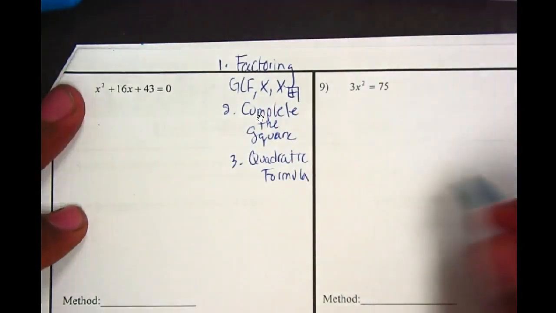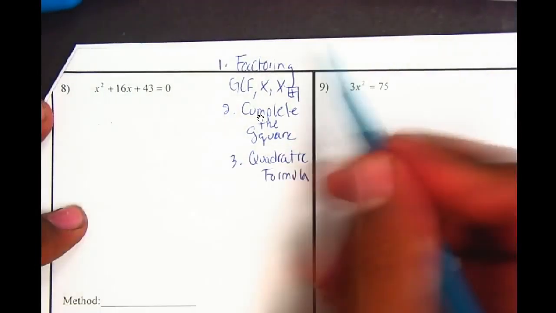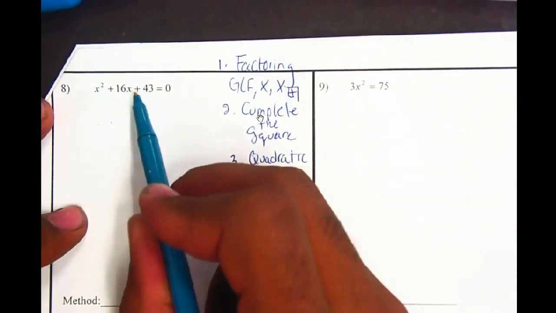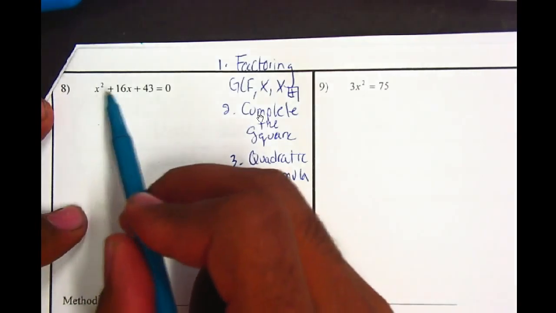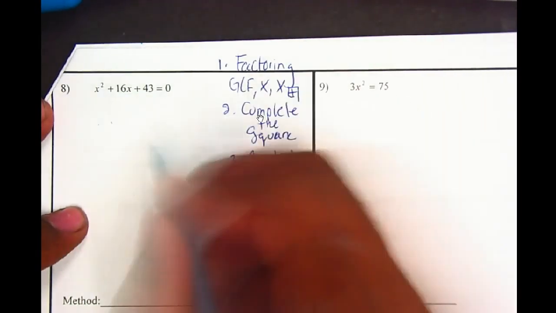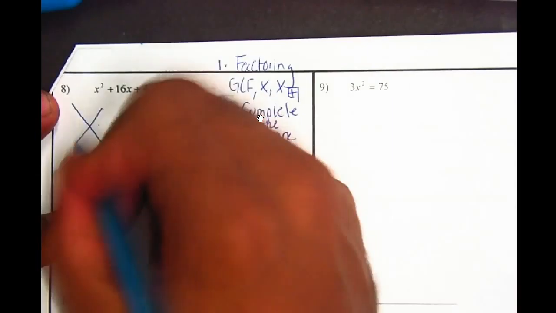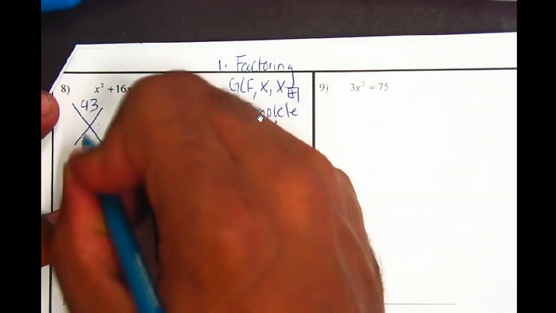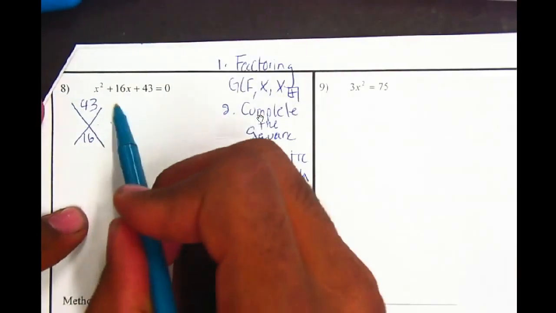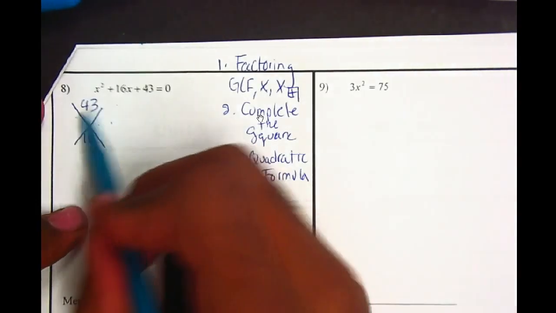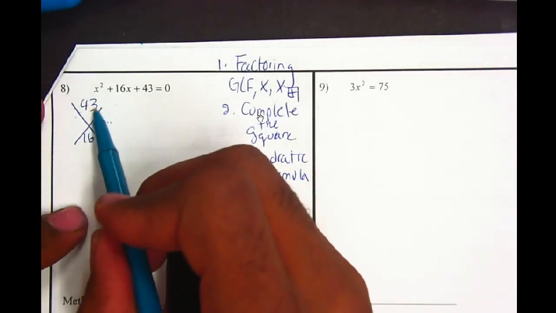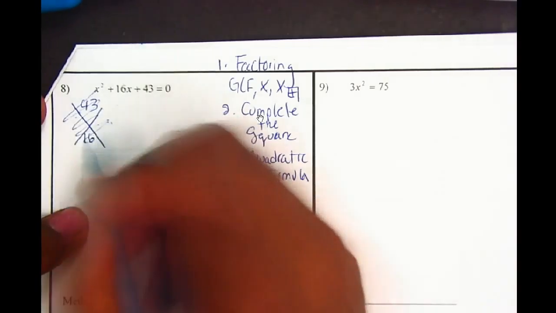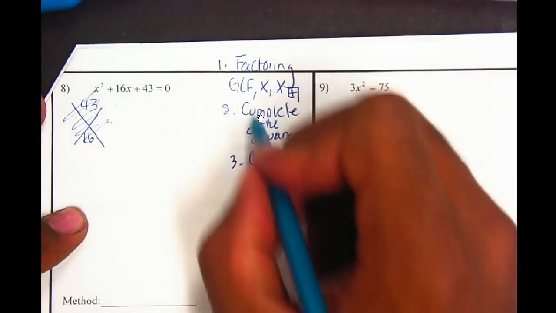Okay. So for this problem, again, let's try factoring. Well, we can't do GCF because they don't all have X. So let's try the X. 43 here, 16 here. There's no two numbers that will multiply to 43. So this isn't going to work either. So then, if that's the case, we want to move on to completing the square.